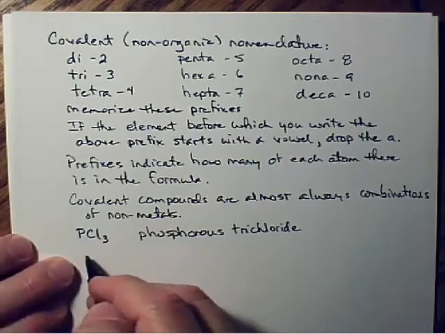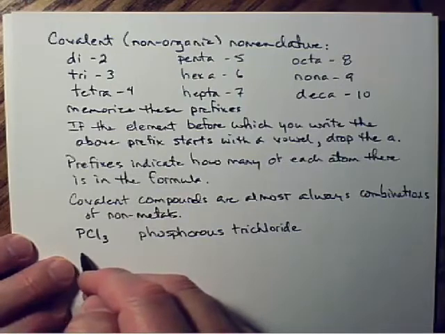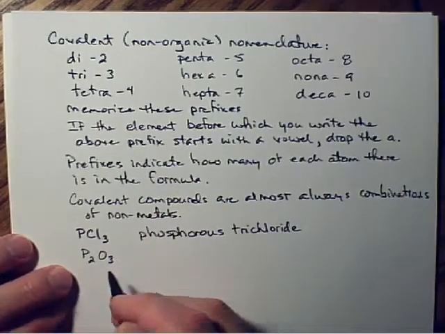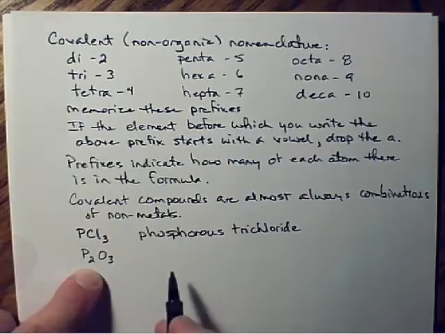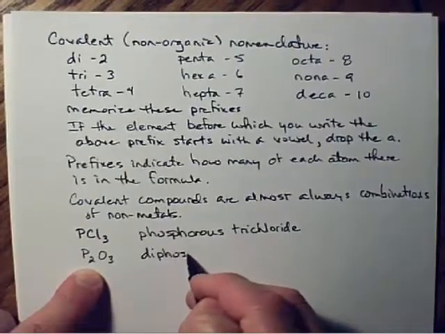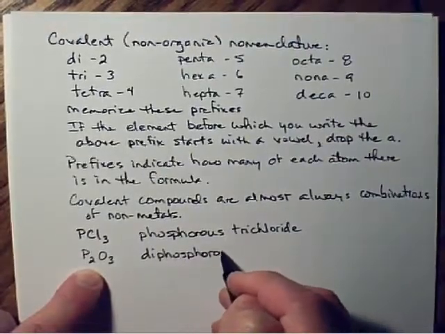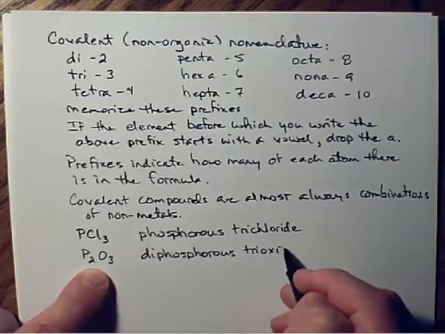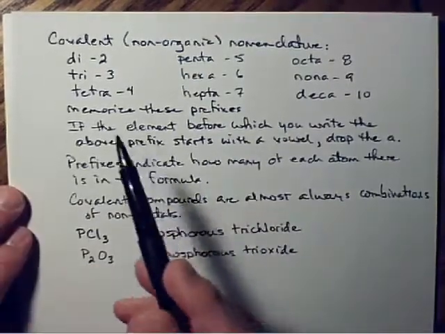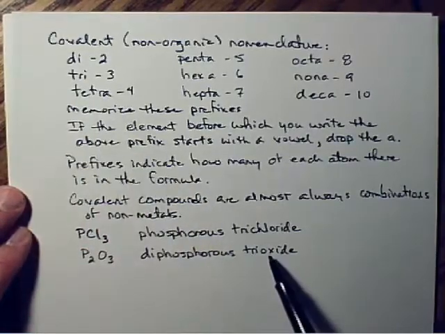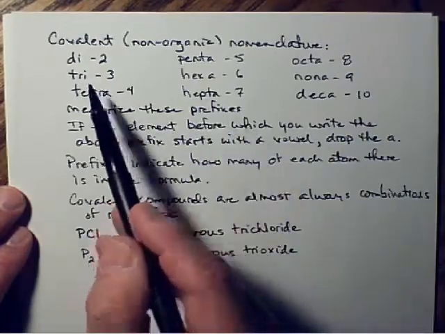Yeah, let's do one of those, okay? How about P2O3? So this would be named diphosphorus trioxide. So remember, we only drop the A's in the prefixes when we start with an element with a vowel. We don't drop the I's.